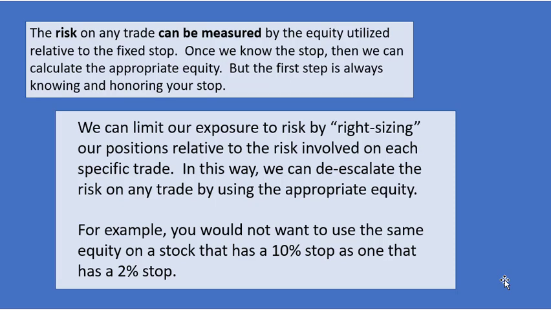Once we know the stop, then we can calculate the appropriate equity, but the first step is always knowing and honoring your stop. We can limit our exposure to risk by right-sizing our positions relative to the risk involved on each specific trade. In this way, we can de-escalate the risk on any trade by using the appropriate equity. For example, you would not want to use the same equity or amount of capital on a stock that has a 10% stop as one that has a 2% stop.